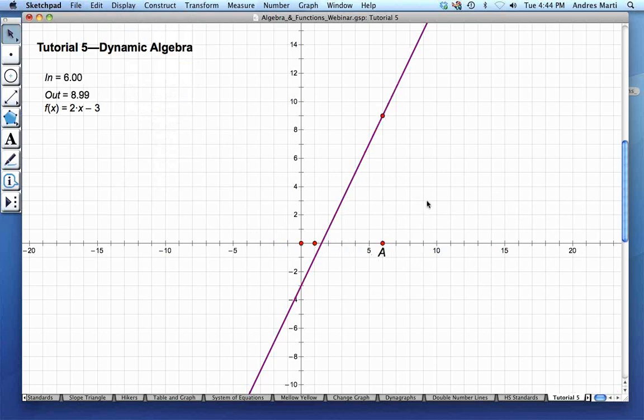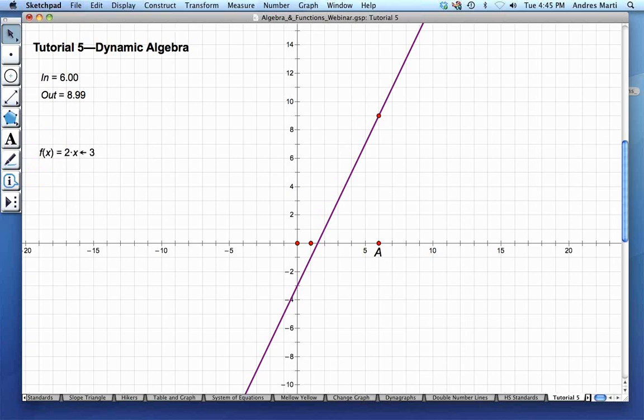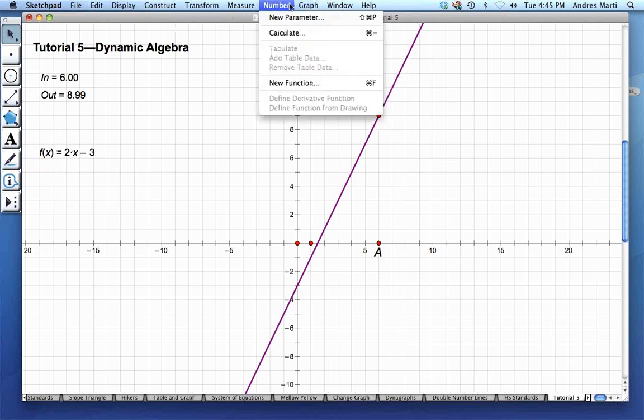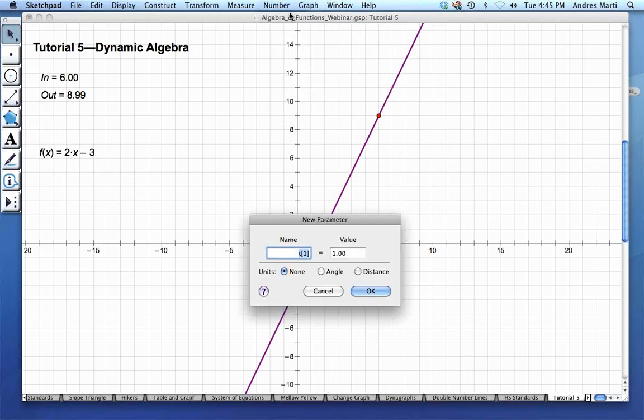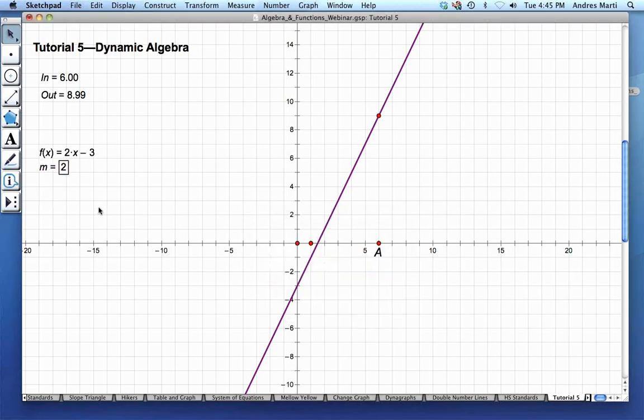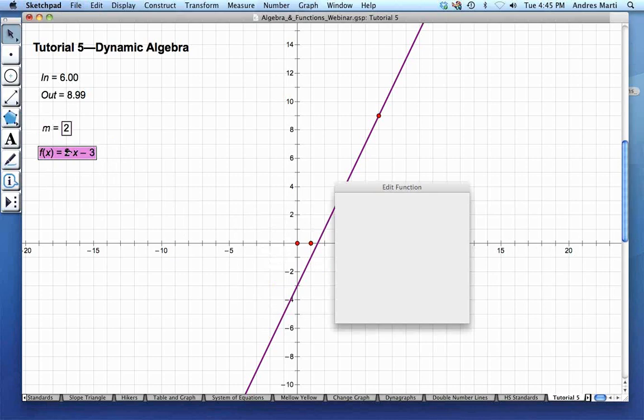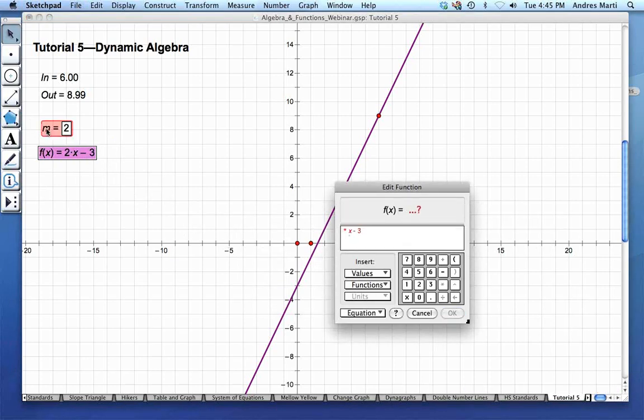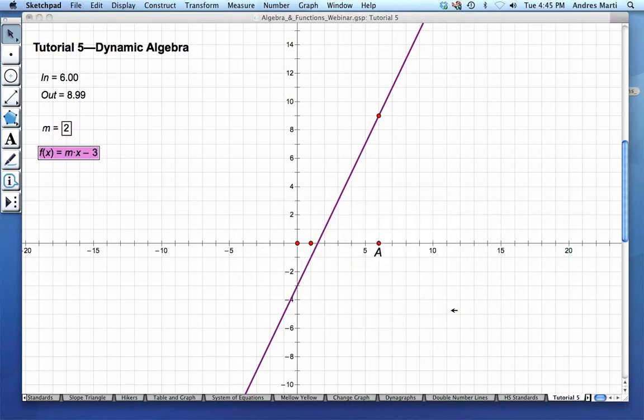But then you can start adding a whole, this is where things get really interesting quickly, because now I can say, okay, well this happened to be 2x minus 3. What if I had changed this? What if I created a new parameter now and I called it m and made it equal to 2? But now, instead of multiplying by the number 2, I'm going to multiply by this parameter m. And what happens now if I vary m?